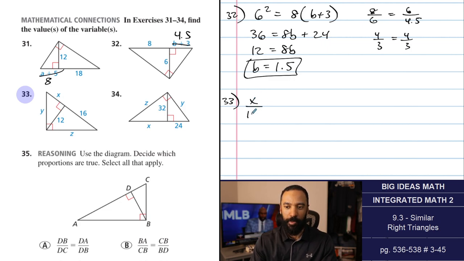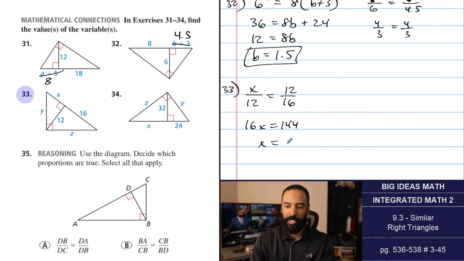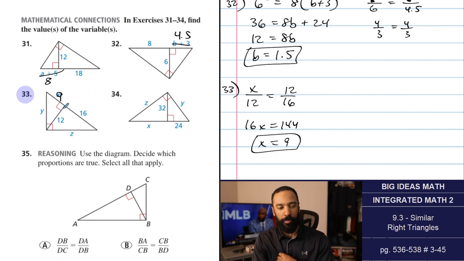Let's set it up as a proportion, though. Everything this time we'll set up as a proportion. X over 12 is 12 over 16. Like so. Cross multiply, you get 16x is 144. Divide both sides by 16, you get x is 9. So x equals 9 in this scenario. Let's change that to a 9 outright. Yes, I could do geometric mean stuff on the others. I'm going to do proportions now in this.